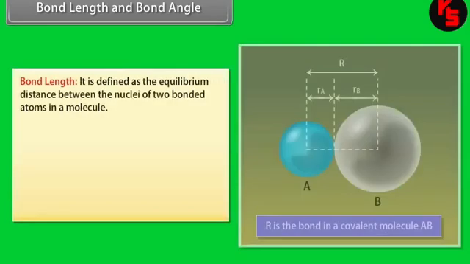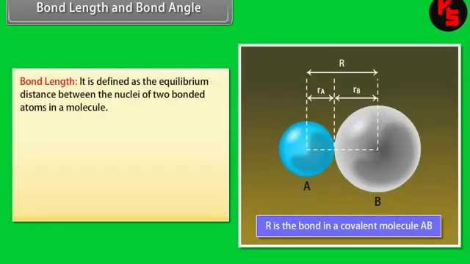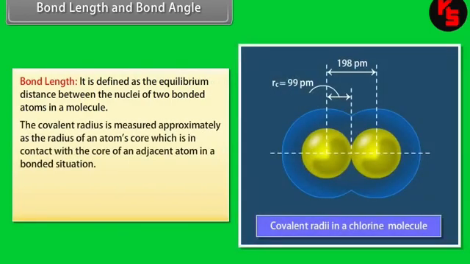Bond length and bond angle. Bond length. It is defined as the equilibrium distance between the nuclei of two bonded atoms in a molecule. The covalent radius is measured approximately as the radius of an atom's core which is in contact with the core of an adjacent atom in a bonded situation.